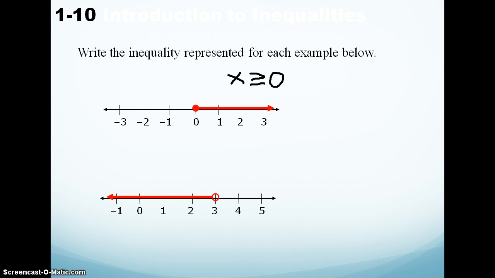Let's try the next one. Okay, again, we need to pick a variable. Let's use n this time. And then I see the number 3 is where we have our circle. So the arrow's pointing to the left. That means that those values are less than 3. And because it's an open circle, I leave it with no equal sign.